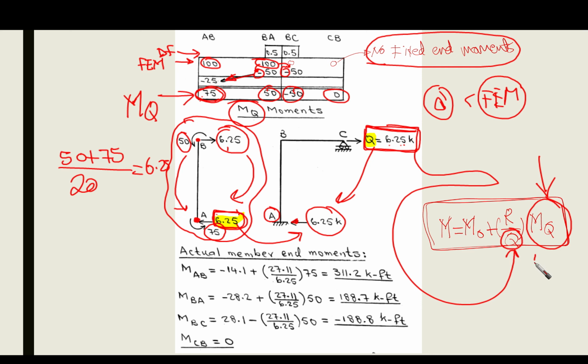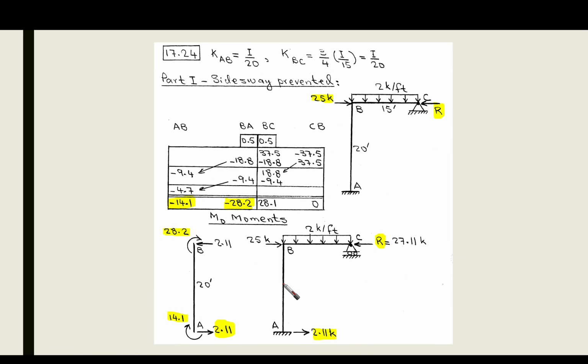So now we have obtained MQ and Q, and from the previous step, part 1, we have obtained M node and R. Then our actual member end moments are going to be easy to obtain. So MAB, for example, is minus 14.1. This is M node. If you want to be sure, let's go and check. This is here, this is M node, minus 14.1.